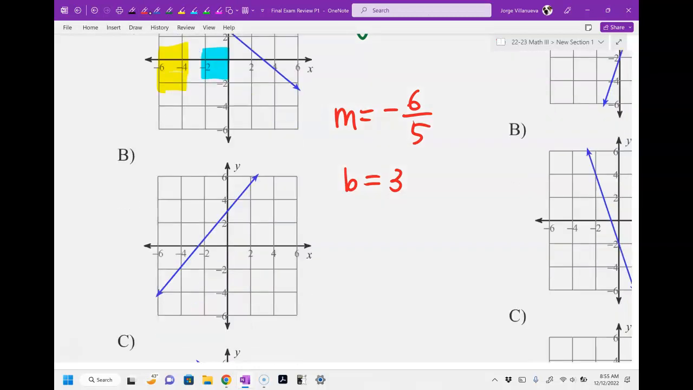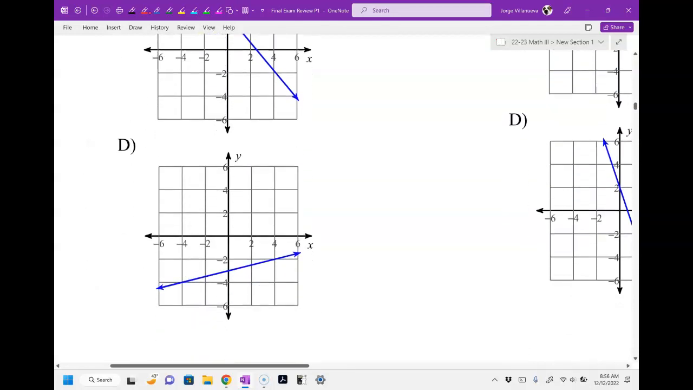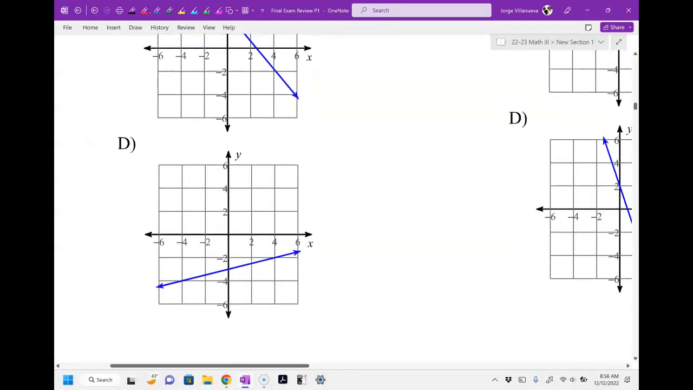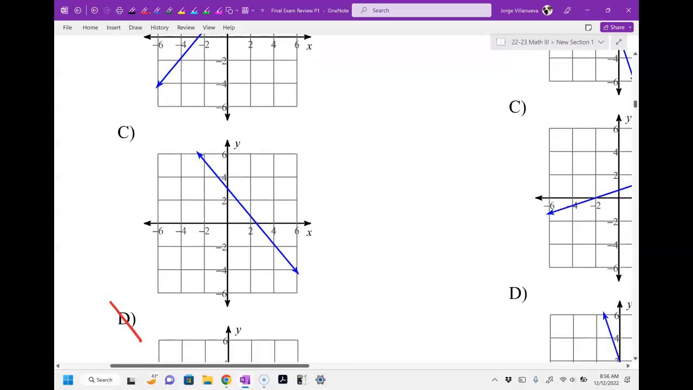Can B be a possibility? It's passing through 3, but it's going up, so it can't be that one. This one looks like it's passing through 3 and going down, so that could be an option. And D, well, that's passing through -3. So it can't be that. So let's go back up to C. Let's check out C.